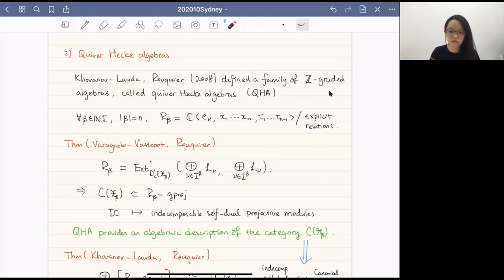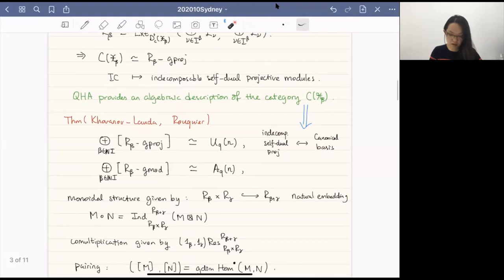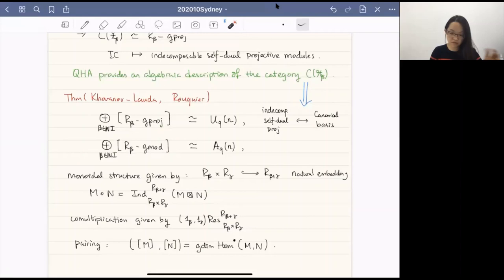So in other words, this quiver Hecke algebra provides an algebraic description of this category Cx beta, which was defined geometrically before. I find this really remarkable because in general, if you have a geometrically defined category, it's not obvious at all that you can compute all the homs inside that category. And so the theorem of Khovanov-Lauda and Rouquier, together with this theorem of Varagnolo-Vasserot, provides a categorification of the quantum group in algebraic terms.